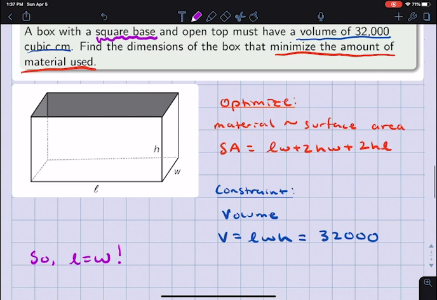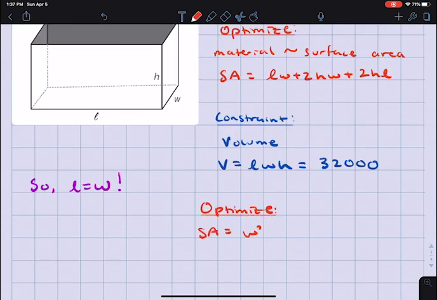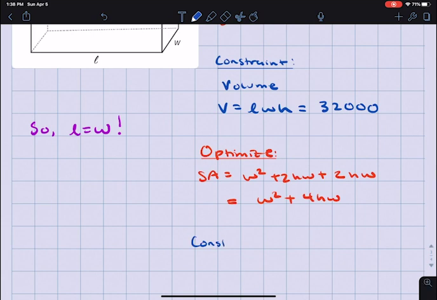I decided to work it out in this way in the video in order to show you the kind of thought process you should have if you ever feel stuck. So now we'll use the fact that L equals W and change both our optimization function and our constraint to reflect that.